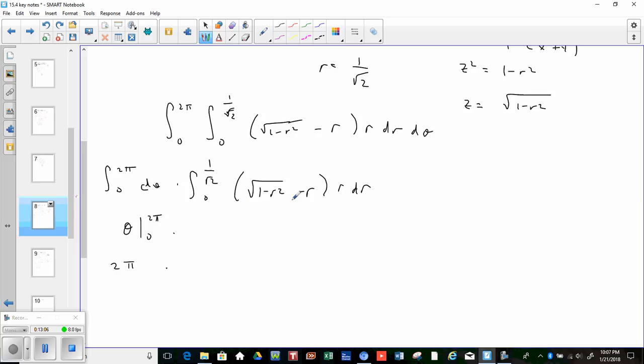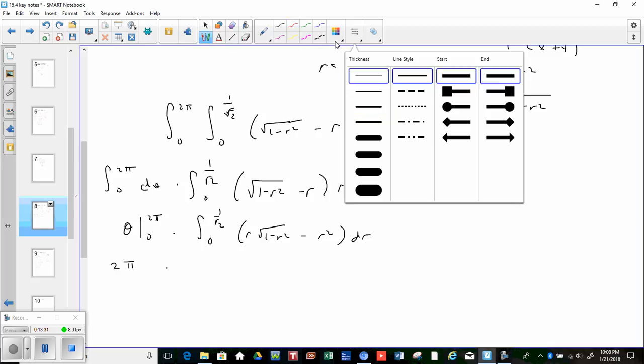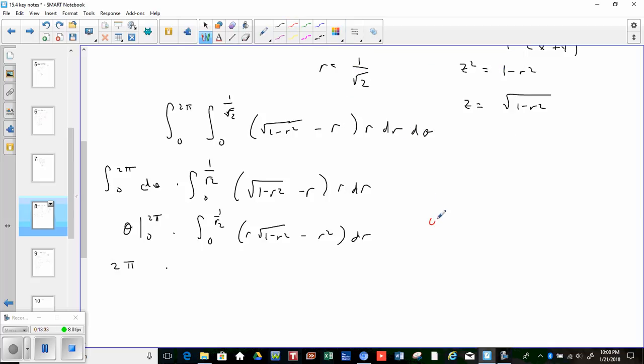This one right here is going to require some u substitution. Really what we're going to have to do is distribute the r. So we'll have r root 1 minus r squared dr, minus r squared. We could definitely separate the integration here. The minus r squared will be easy. It's this piece right here that's going to require the u substitution. So let's do that over here. u is going to equal 1 minus r squared, so du is negative 2r dr, and that makes dr equal to du over negative 2r.